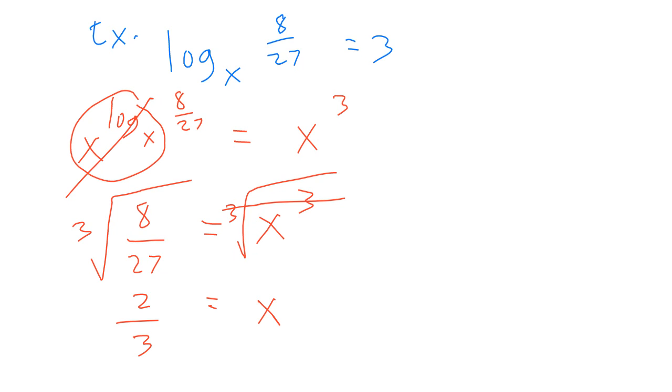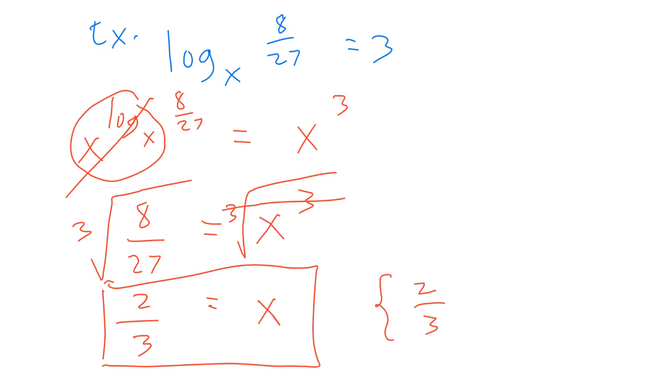Because 3 times 3 times 3, that's 27. Similarly, on the top, that's 2 times 2 times 2. That's how you get 8. So this is the answer here. And we put that in a solution set. 2/3 in a solution set. And that would be the answer for this problem in log equation.